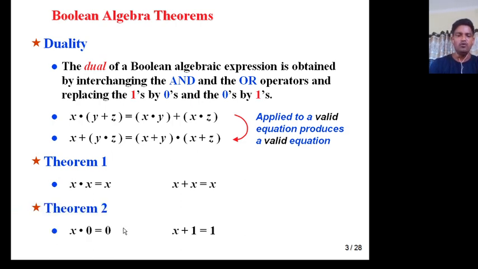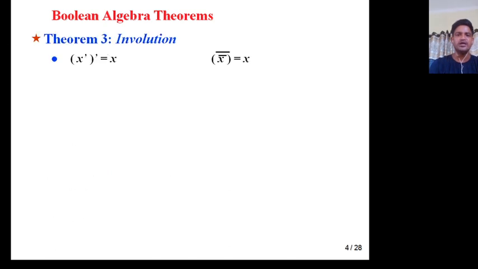Okay, one more important theorem is the involution theorem. x double dash equal to x, which means if you apply a NOT gate two times, it remains the same. Whatever is the input, it will give the same output. Okay, x double bar equal to x.